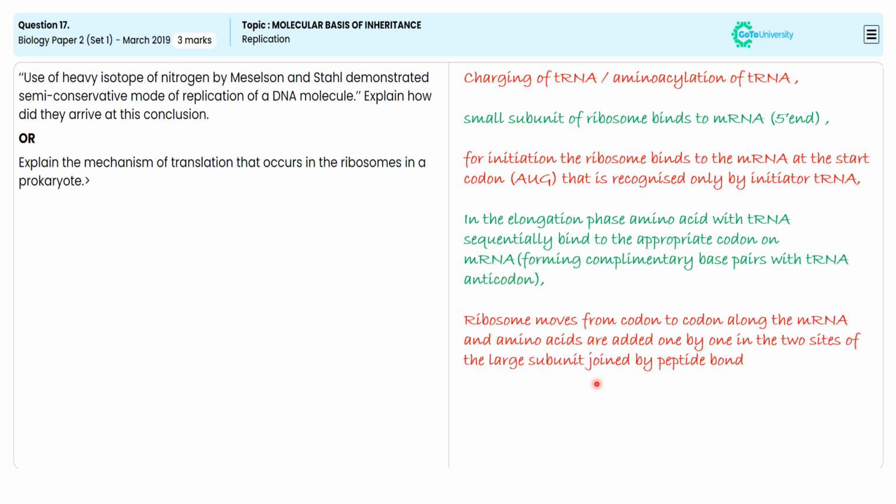And we need to narrate the termination. In this segment, we specify that when the release factor binds to the stop codon, either UAA or UAG or UGA, the polypeptide is released from the ribosome. In this way, the translation is terminated. For this specification, we get another half mark. In this way, we are satisfying the overall 3-mark demand of the subjective question.